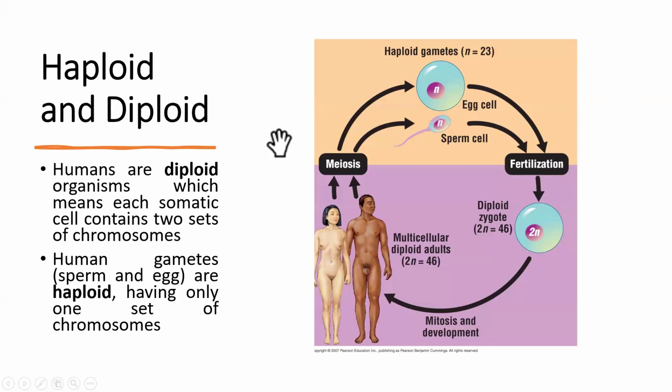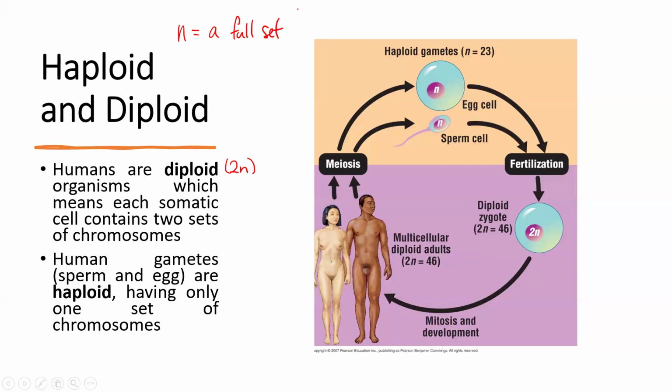Now, you should know by now, we have two sets of chromosomes. One set we inherit from mom, and one set we inherit from our father. And because we have two sets of chromosomes, we are called diploid organisms. Diploid means two sets. And to represent diploid, we say 2n, where n is the number of full sets. N is a full set.